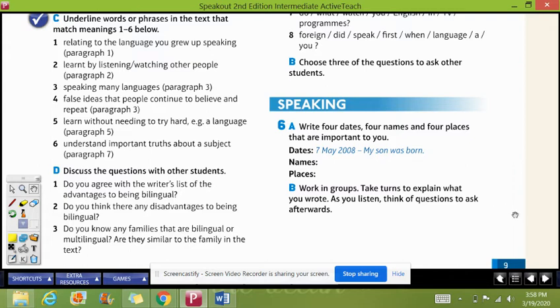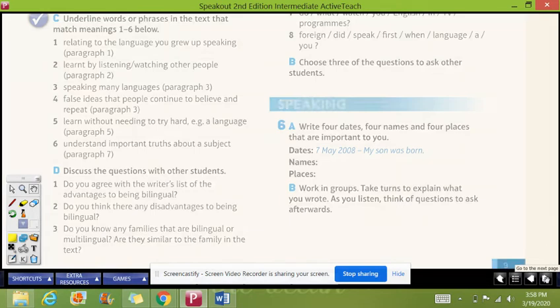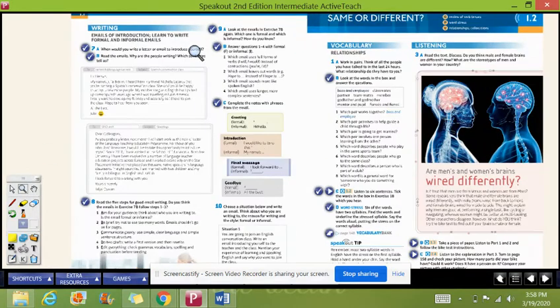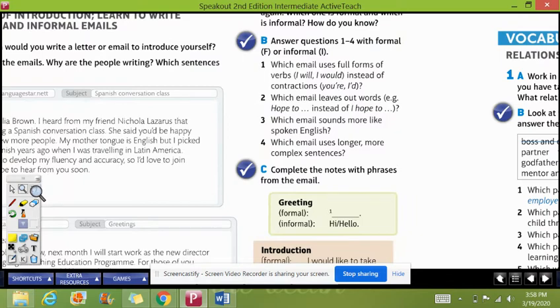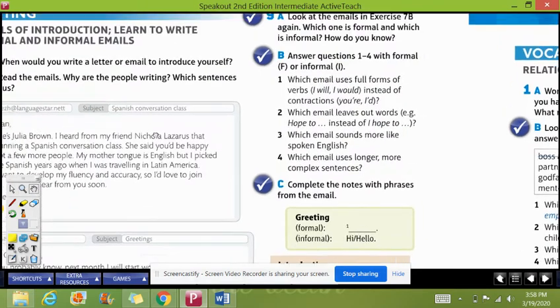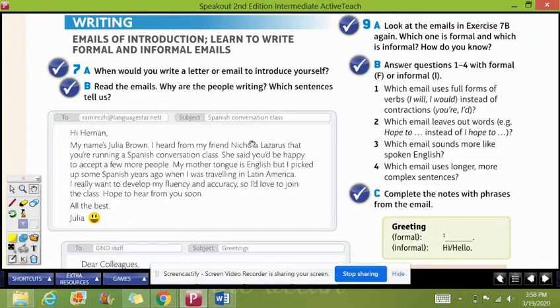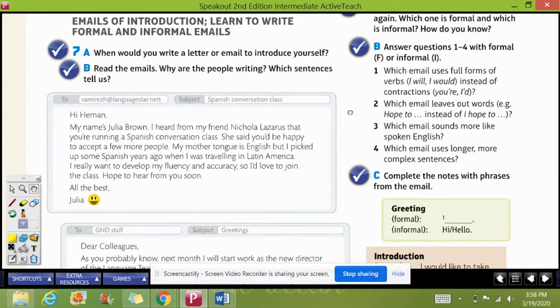Now, if you turn to your next page, we would finish lesson 1.1 with our writing. Remember at the beginning, I told you guys that you guys are going to learn how to write formal and informal emails. So we don't spend a lot of time right here. I'm going to go ahead and send you guys a different video explaining what formal and informal emails are and where and with who we can use them.